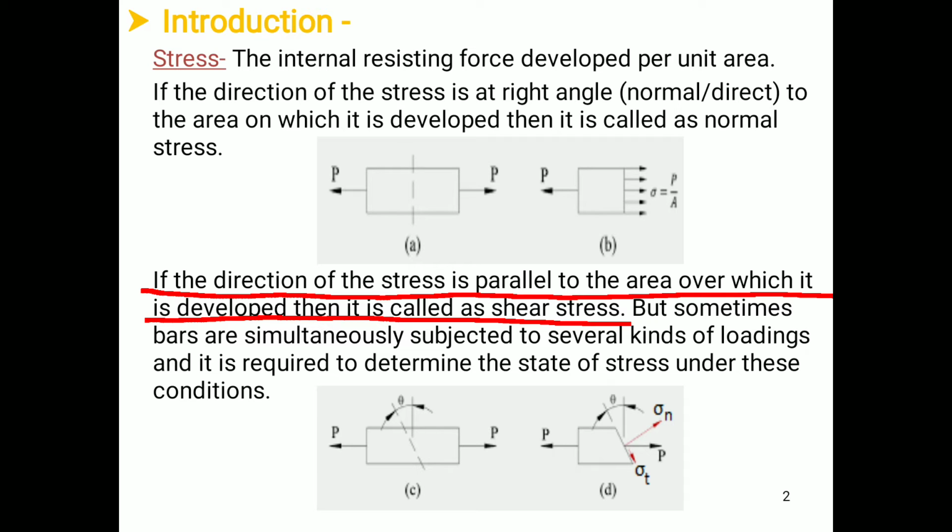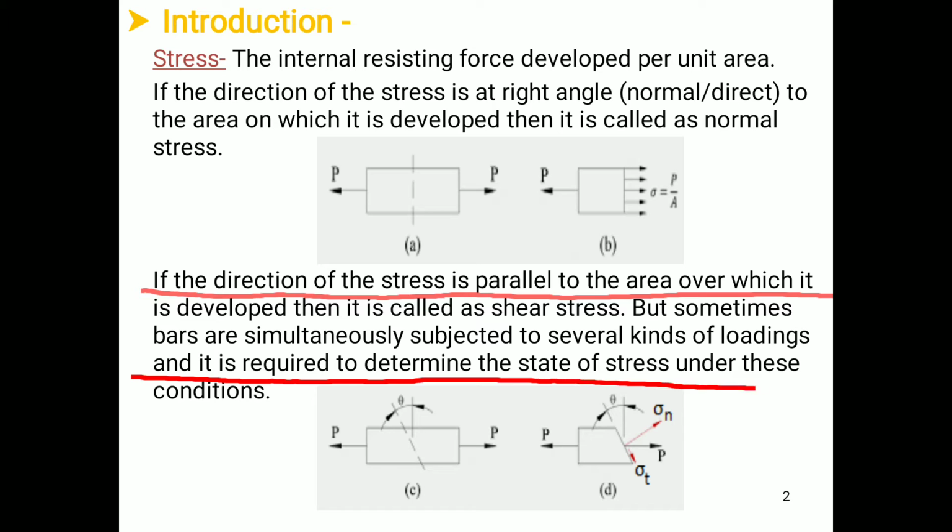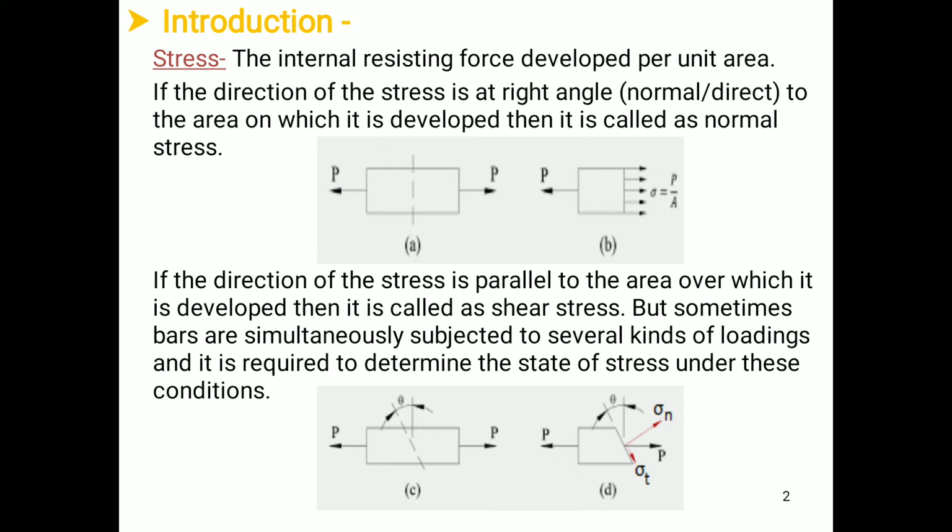Now, in actual practice, the bar may be subjected to several kinds of loading, and therefore it will be required to determine the state of the stress under those conditions. In normal stress, the stress makes an angle of 90 degree. Shear stress always acts parallel or tangential to the area. But in actual practice that particular member may be subjected to several kinds of loading, and for such a condition we have to determine the value of normal stress and the shear stress.